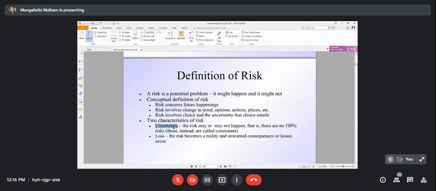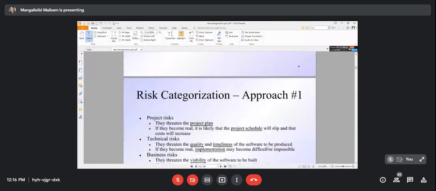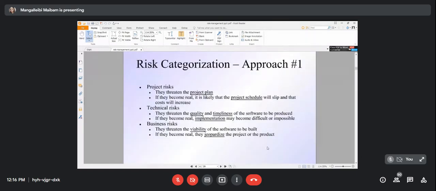Risk is nothing but a potential problem that might happen or might not happen. Two categories are here: uncertainty and loss. Now let us come to the next part.